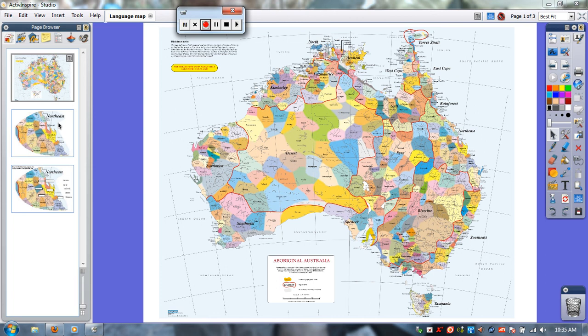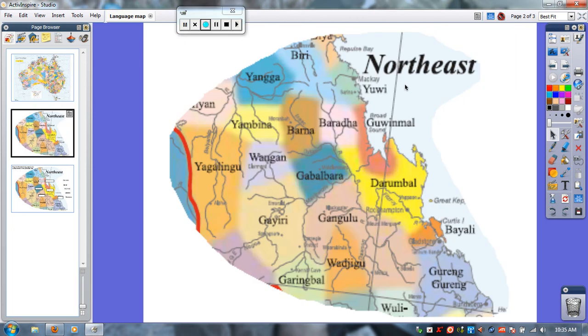Now what we did then is we looked at our particular area, which is Rockhampton, around here somewhere, and so I cut and pasted here. We've got the northeast part and the Durumbul. This is our area here, so Rockhampton's about here. We discussed, okay, what are the different languages in our local area, and what do we know about the languages found within our local area.